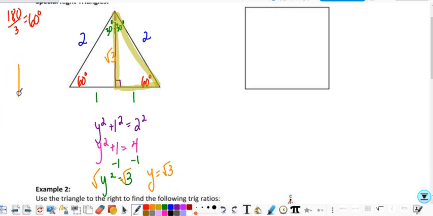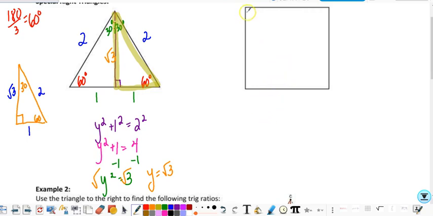So if I'm going to draw just the special triangle we're going to use, we've got a 30. That's better. We've got a 30, 60, 90 triangle. Across from 30 degrees is a side length of 1. Across from 90 degrees is a side length of 2. And across from 60 is a side length of root 3. So let's do that all again with the square.